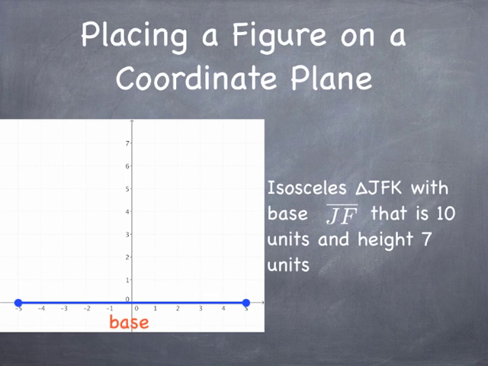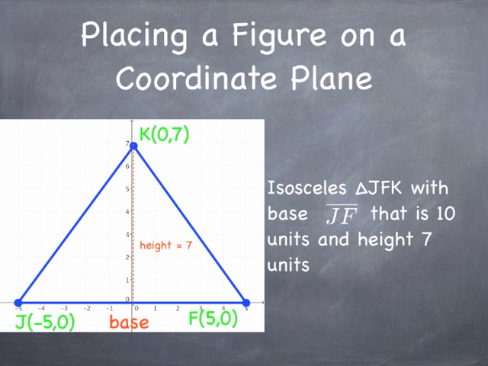The height, since we have a symmetrical triangle, an isosceles triangle, is going to be directly up from the origin. We have a height of 7, and so all we need to do is connect J and F to that point K at 0, 7 to make our isosceles triangle. That's one way to place this triangle.